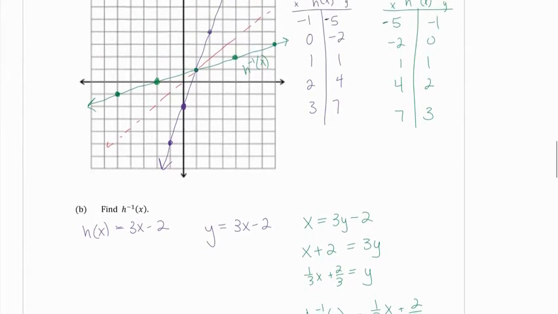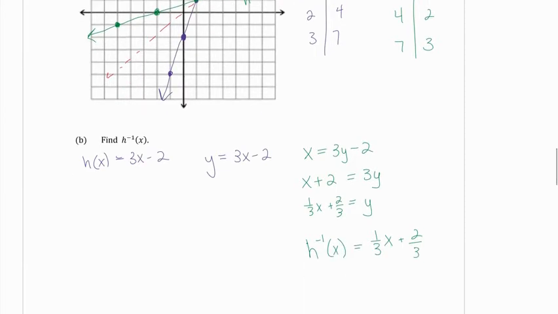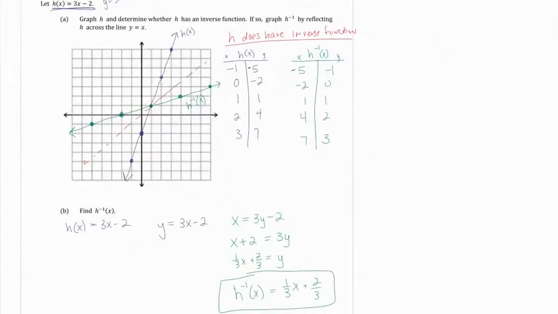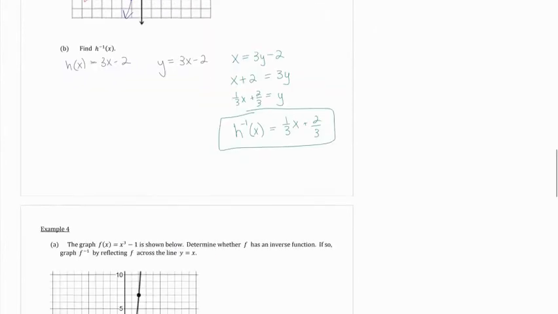And you can look up at the graph and see that that matches. Our y-intercept looks at about 2/3, right? And then my slope, I'm going up 1 and to the right 3. So there is our inverse function. Ta-da! With its graph. Okay, lots of different things you can do there with inverses. All right, let's try one more of these.